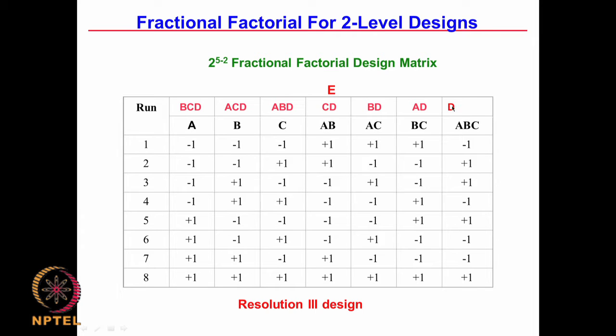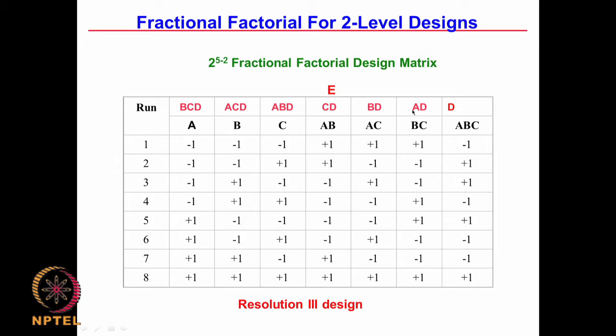So, what happens in this, there is a confounding of A with BCD, B with ACD, C with ABD, confounding, we have to use the correct word. The 2-way interactions are also confounded, AB confounded with CD, AC confounded with BD, BC confounded with AD and D confounded with ABC, okay. And this is called a resolution 4 design, because we are having D confounded with ABC, okay. And so, the main effects are confounded only with 3-way interactions, and 2-way interactions are confounded with each other, okay.